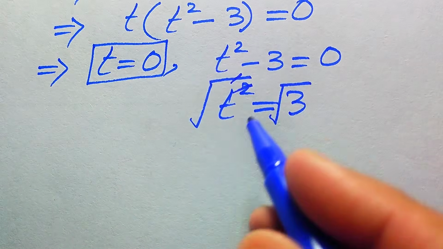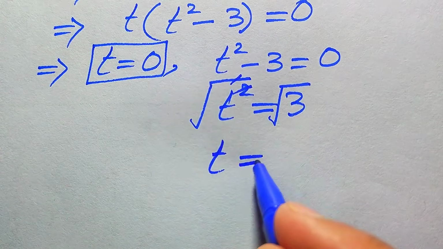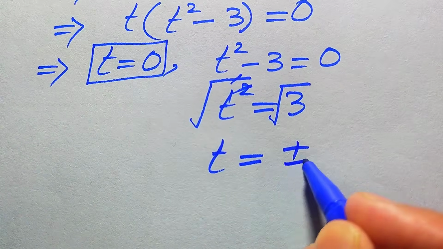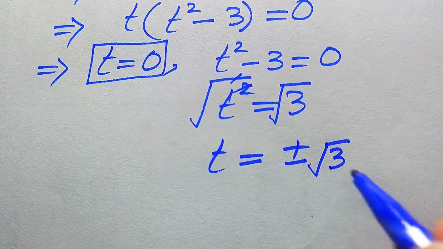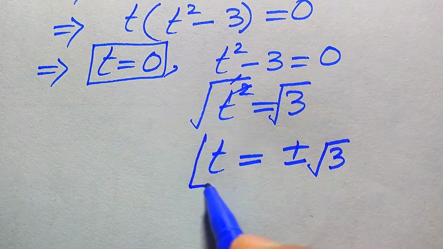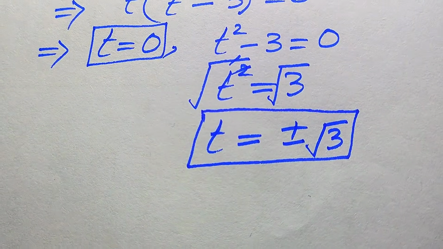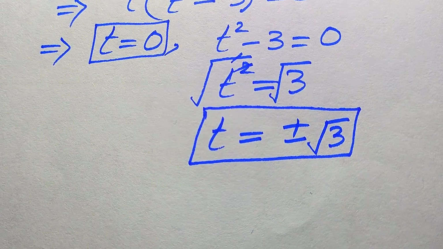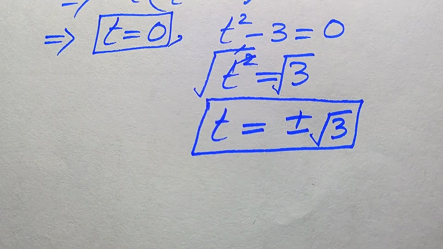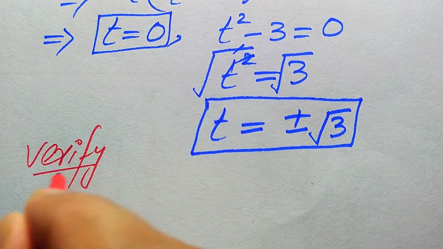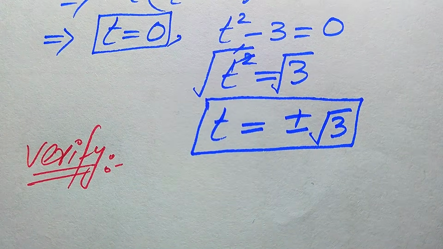Further, you see here this square and this square root are gone and we obtain t is equal to, here when we apply square root on this side we will write a plus minus sign on the right hand side, and we get the value t is equal to plus minus square root of 3. So further, in the next step, you see that there are three roots of the given equation. Now in the next step we need to verify whether these roots are solutions or extraneous roots.